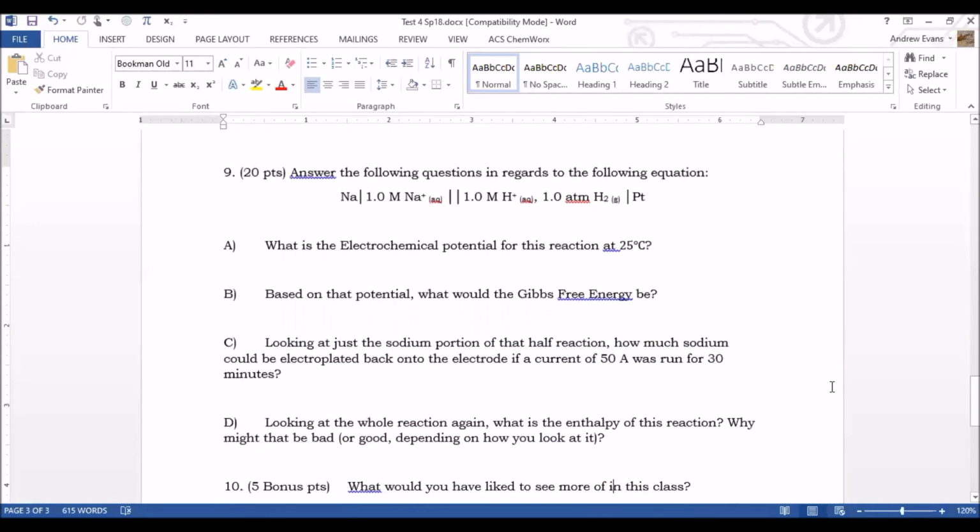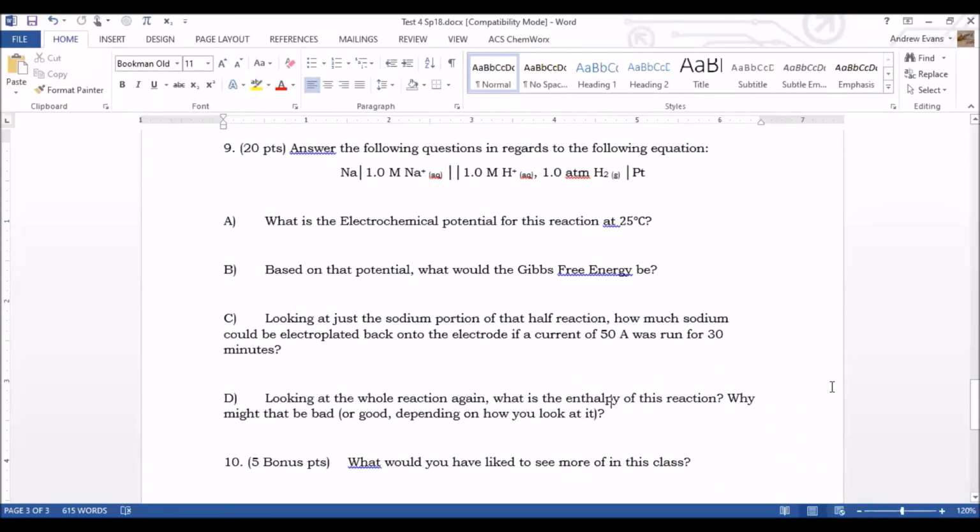The final question was looking at this. Answer this question. What is the cell potential of this reaction? What is the Gibbs energy? Looking at the sodium portion of the half reaction, how much sodium could be electroplated? And looking at the whole reaction, what is the enthalpy of this reaction? Might this be good or bad, how you look at it?